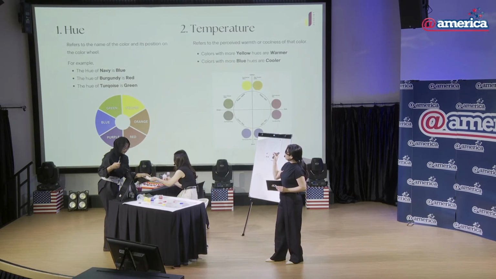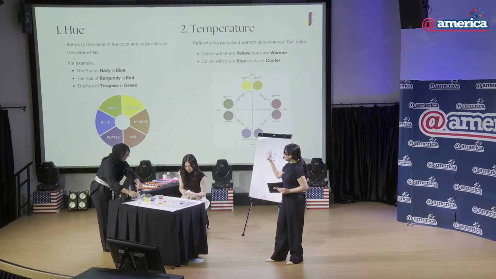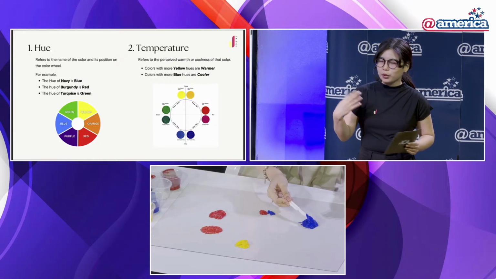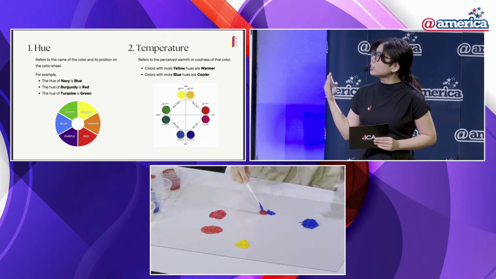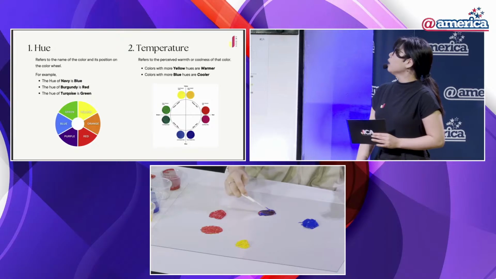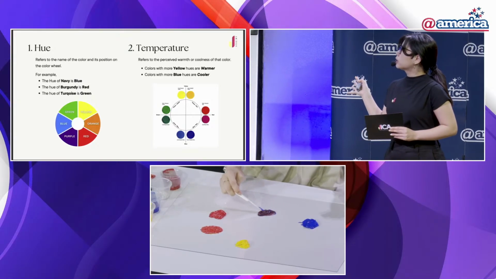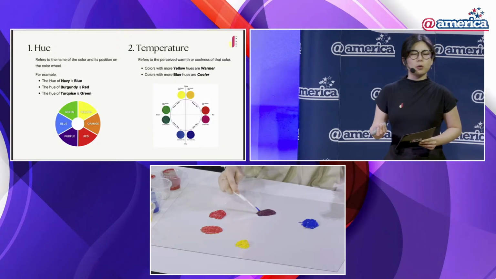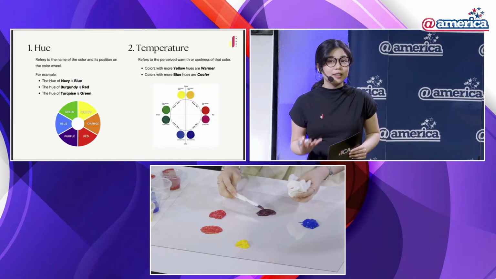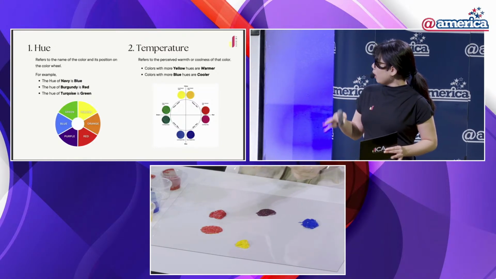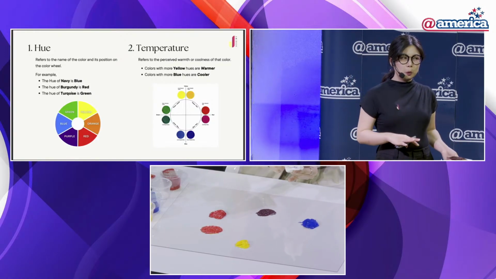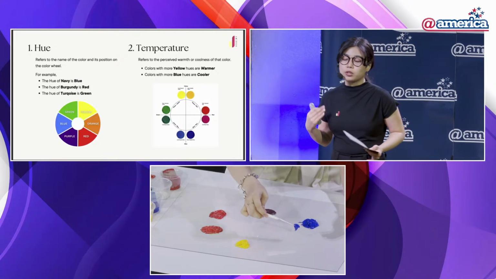Now hue, so say we have navy. Navy's hue is blue. So it refers to the name of the color and its position on the color wheel, which we are trying to make right now. Now, temperature is, so say a color is leaning more towards yellow. We call that warmer, warmer in temperature. Now, if a color has more blue hues in it, we call it cooler. So that's warm and cool, and that's basically the same thing that we try to see in undertone.